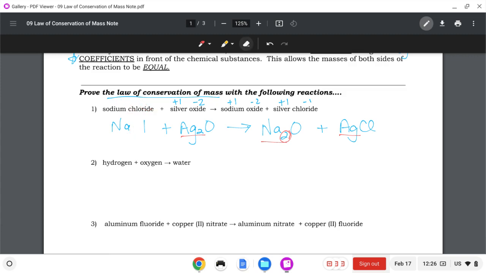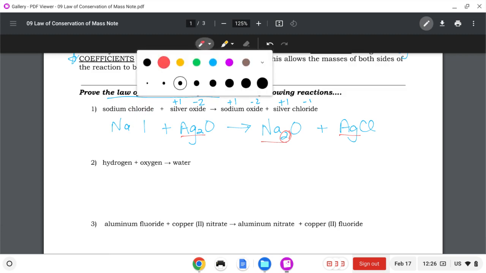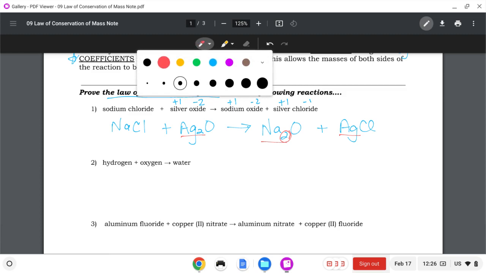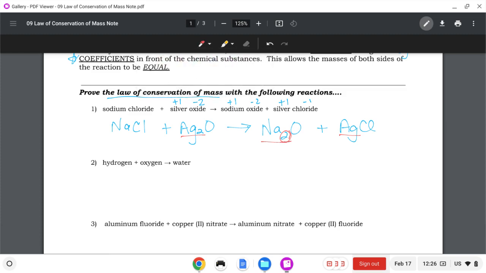I cannot do that. Back to my blue here so I can just get my chlorine back. I cannot just add in my own numbers, okay, and change a chemical formula. But what I can do is I can take this 2 and I can place it out front as a coefficient. And when I do that, the 2 applies to sodium, but the 2 also applies to chlorine.